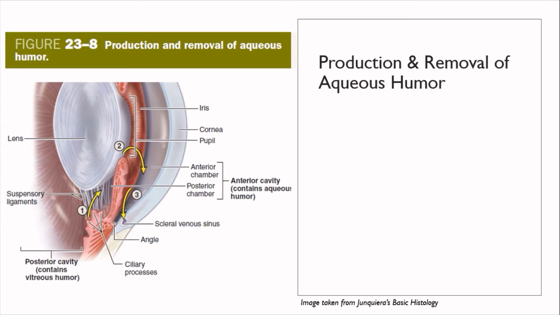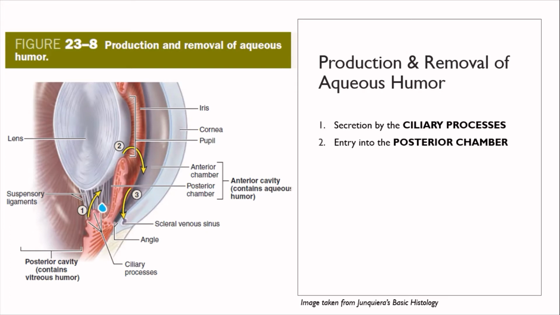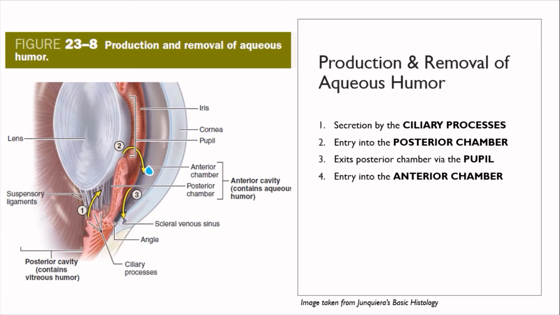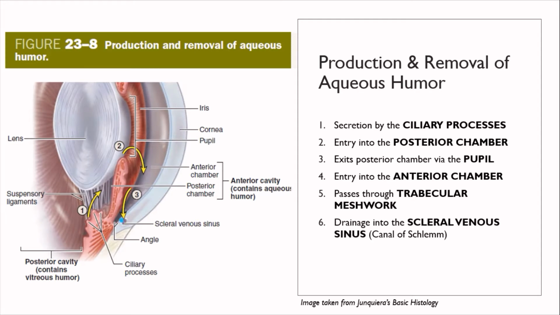What happens here is that aqueous humor is secreted by the ciliary processes. It enters the posterior chamber and exits the posterior chamber via the pupil, and then it enters the anterior chamber. It will circulate there, and the excess will pass through the trabecular meshwork, and it's finally drained into the scleral venous sinus, or the canal of Schlemm, and into our circulation.